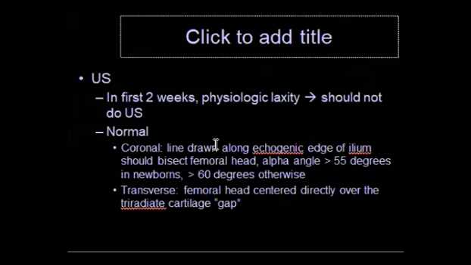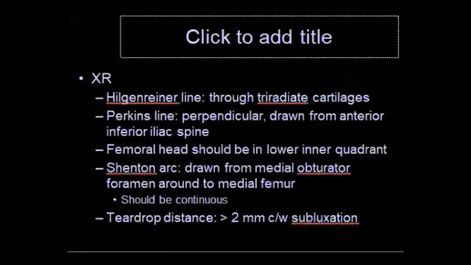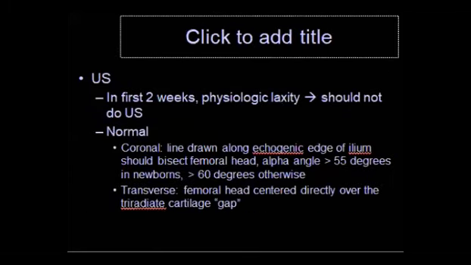Just maybe we check. Normally, the coronal line drawn along the echogenic edge of the ilium should intersect or bisect the femoral head. The alpha angle should be more than 55 or 60. This one is coronal and this one is transverse. No, this one is also coronal, but he told you that the transverse femoral head center is directly over the triradiate cartilage gap. Okay.